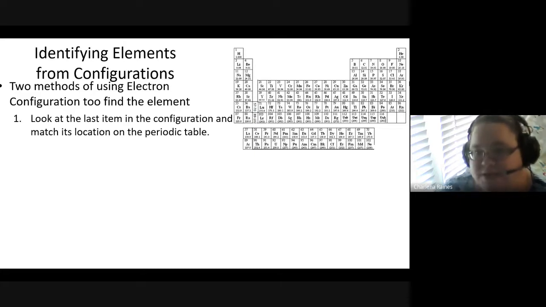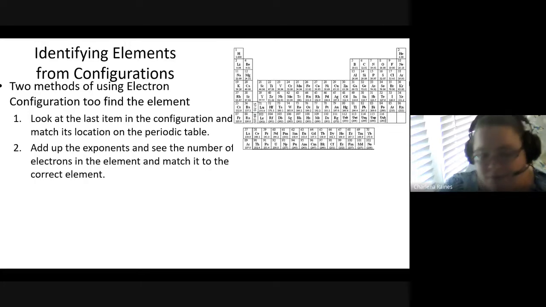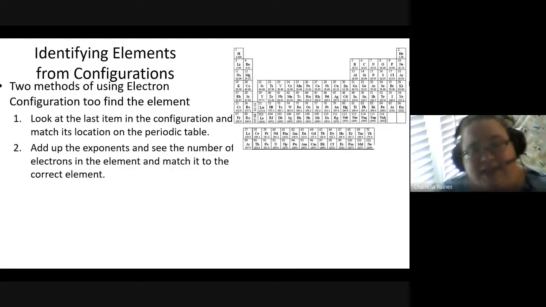But maybe you want to save yourself some math and not add up all of the exponents. Well, then you can do number 1. And that's basically you look at whatever the last part of the configuration tells you. Now, this only works for ground state configurations. This will not work with excited state that we will see later, but I will specify excited or ground state.